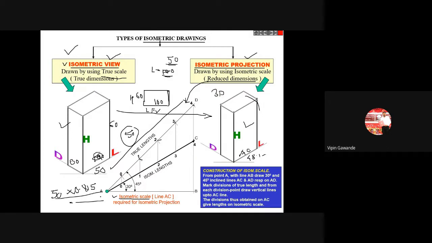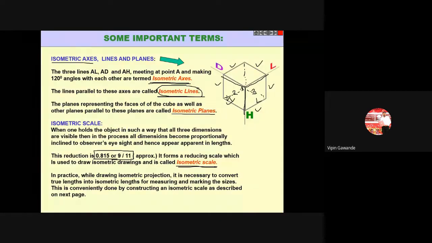Then it will get reduced by some 2 to 3 mm. So whenever the actual dimension is there, if 100 is the dimension, multiply it by 0.815 and take that dimension. While in isometric view, it is 100 only. While in isometric projection, you have to multiply that by 0.815, or 9 by 11, so that the dimension gets reduced.